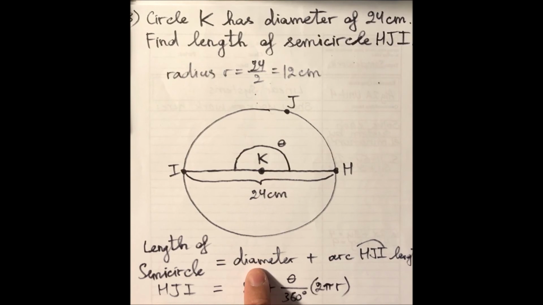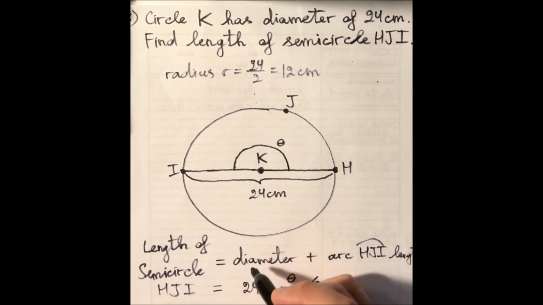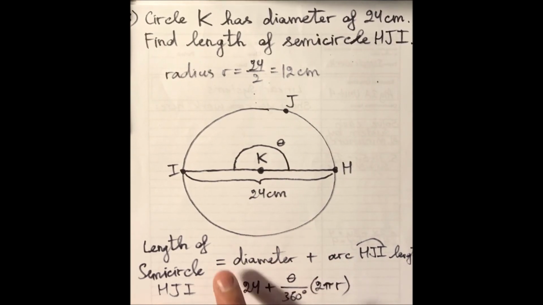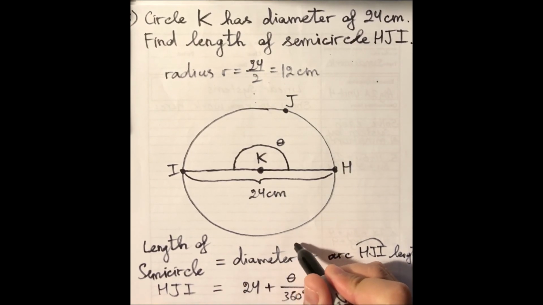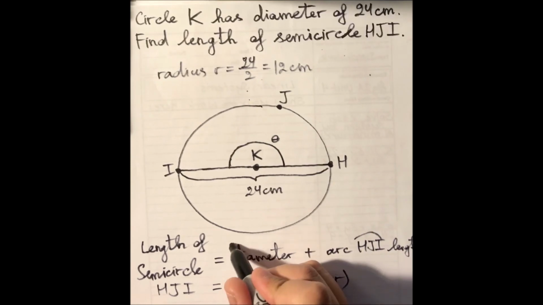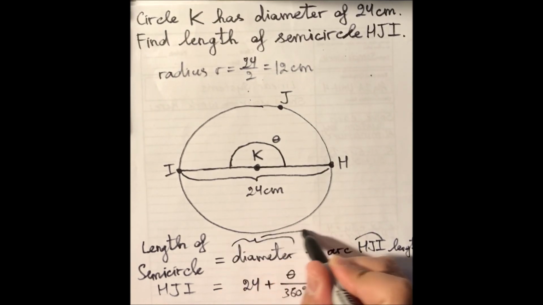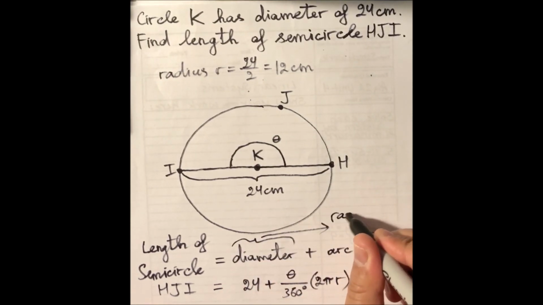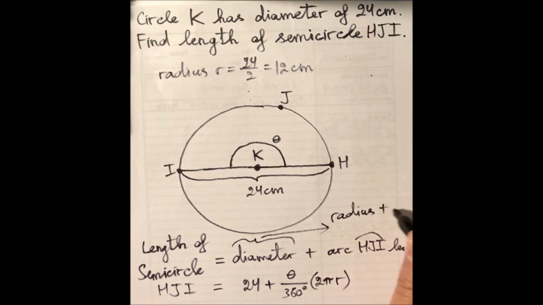Now, in case you're given the radius, instead of having the diameter, oops, can't speak today, you're going to replace the diameter with radius plus radius.